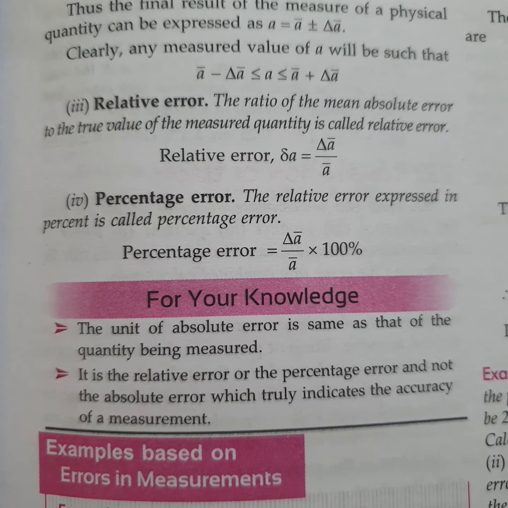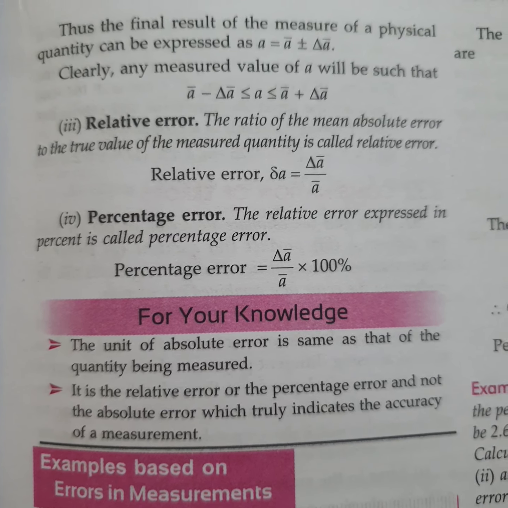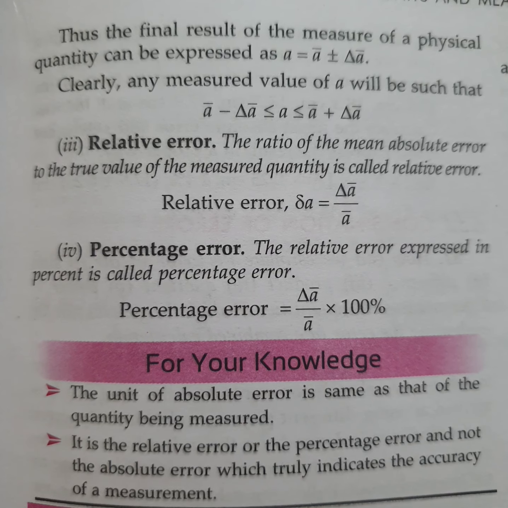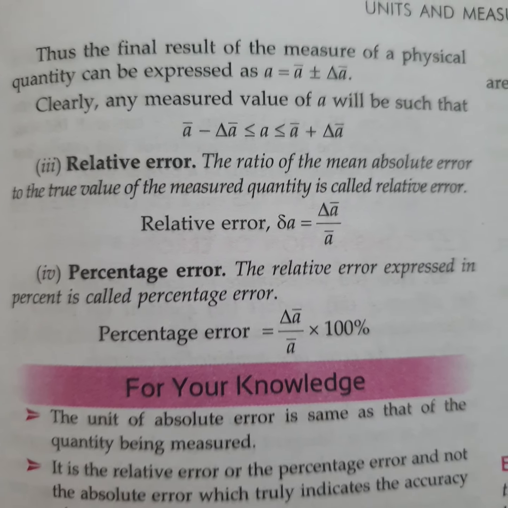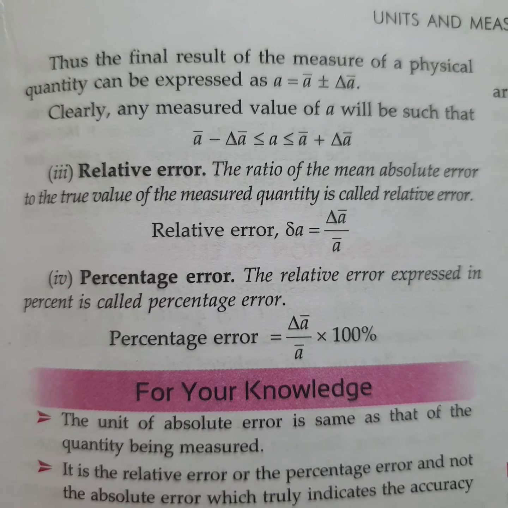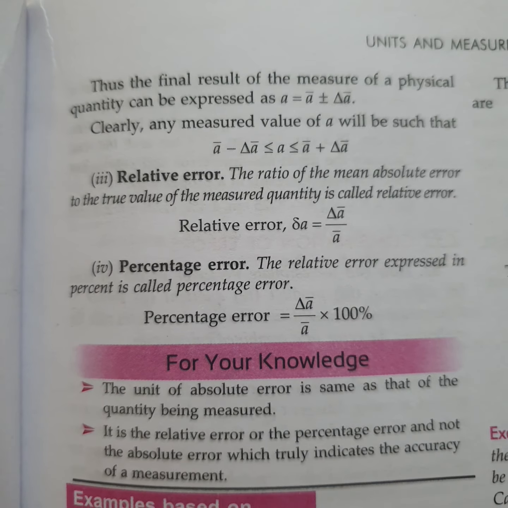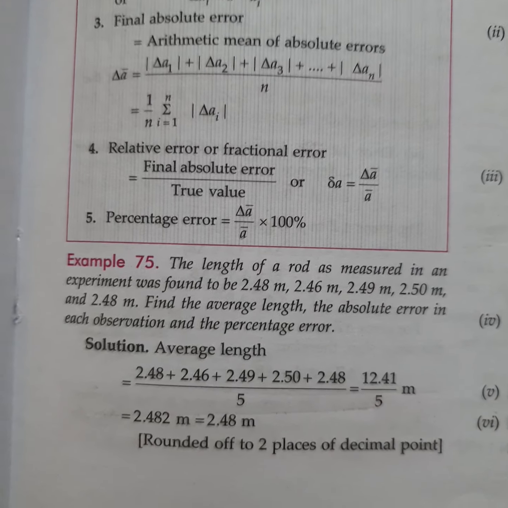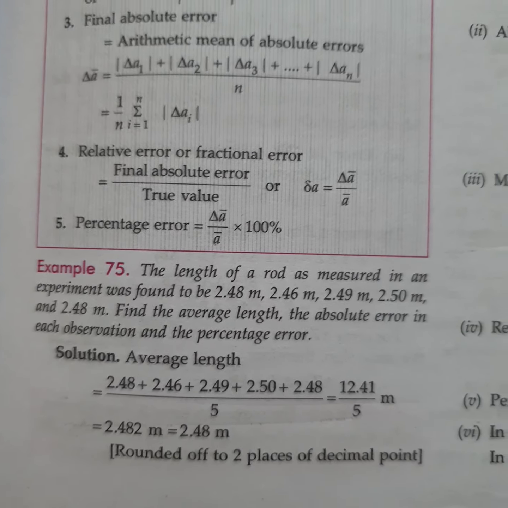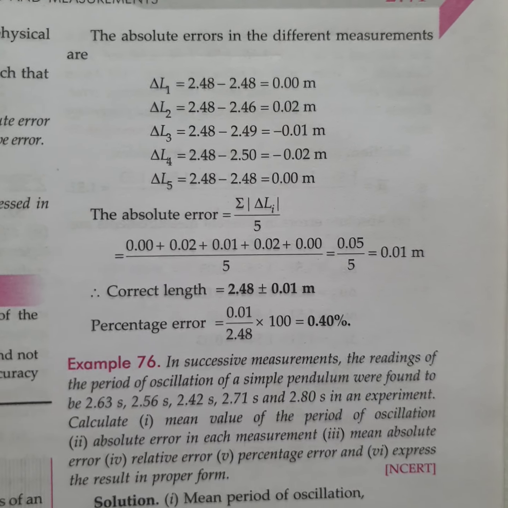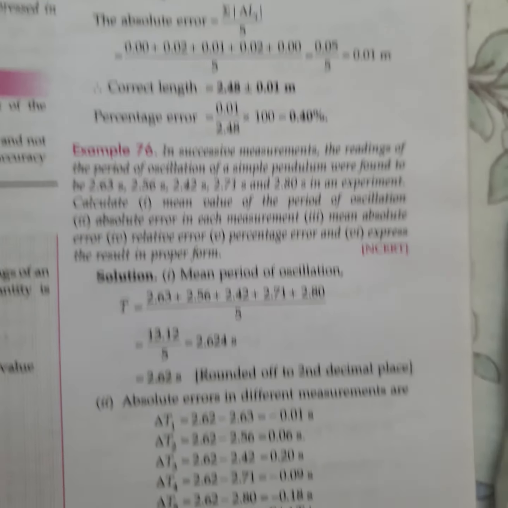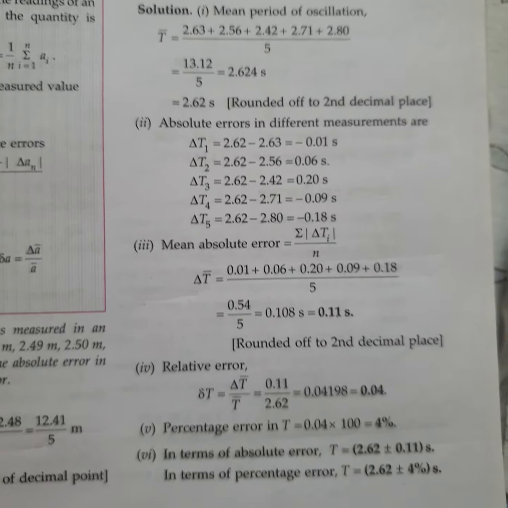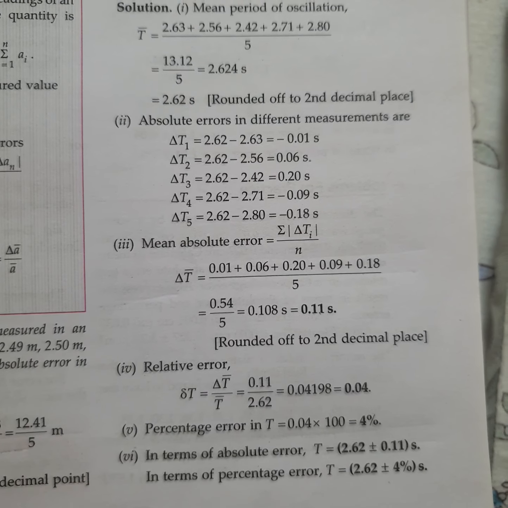That is the final absolute error. Next is relative error. Relative error is the ratio of mean absolute error to the true value. If you want the percentage, then multiply relative error by 100. These numericals are very important from the examination point of view. Do these numericals carefully. I will send you the PDF.